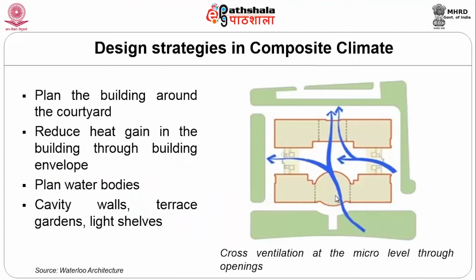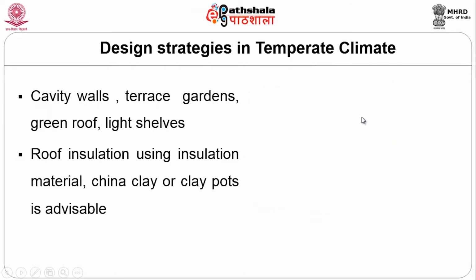Design strategies in composite climate. Plan the building around the courtyard, and reduce heat gain in the building through the building envelope. You need to plan water bodies, cavity walls, terrace gardens and light shelves. So, you need to have cross ventilation at the micro level through the openings. You have a courtyard, and that is one of the important factors that we need to see. You need to reduce the heat gain by making sure that you have a building envelope that is not continuous and there are gaps for heat to escape as well.